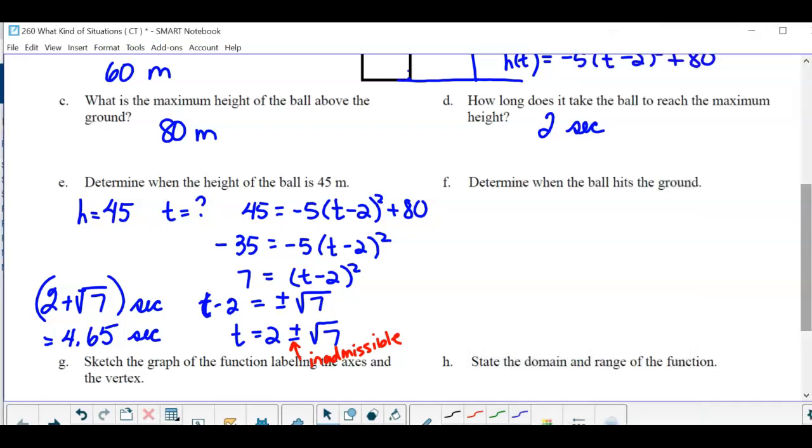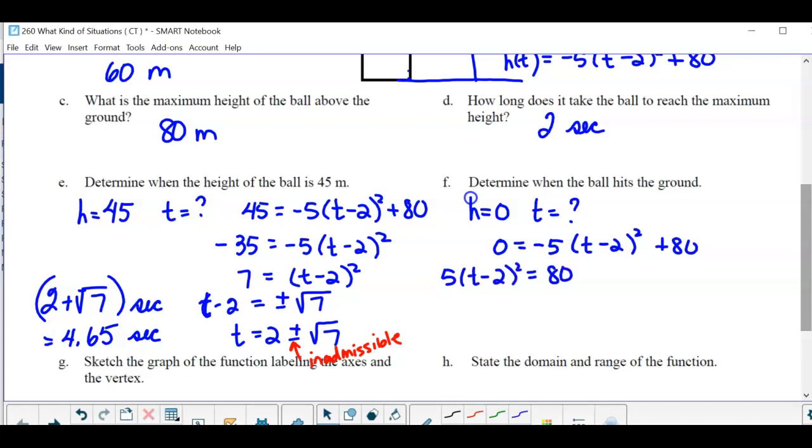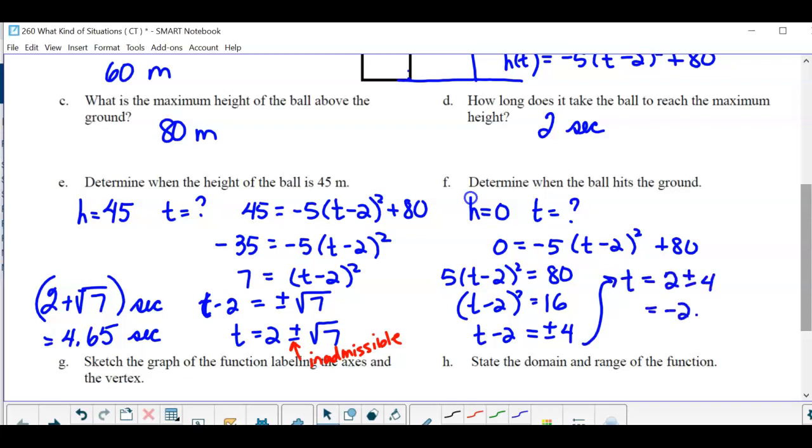Determine when the ball hits the ground. So the height when it hits the ground is 0. So now if we do that, it's going to be 0 equals negative 5 times (t minus 2) all squared plus 80. So I'm going to bring this to the left. And 80 divided by 5 is 16, which is nice because that is a perfect square. So the root is 4. So t equals 2 plus or minus 4, which is negative 2 and positive 6. Negative 2 is inadmissible. So 6 seconds is when it hits the ground.